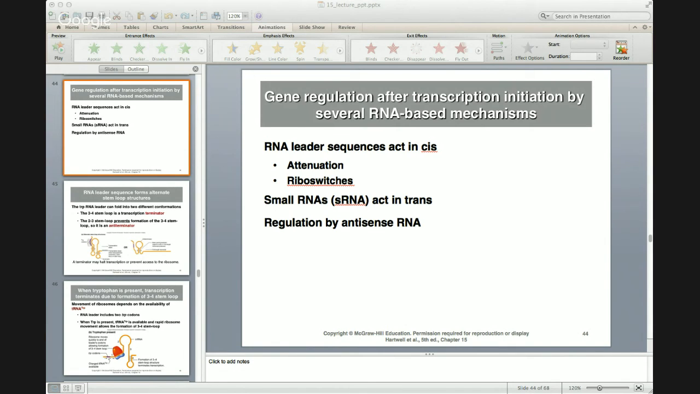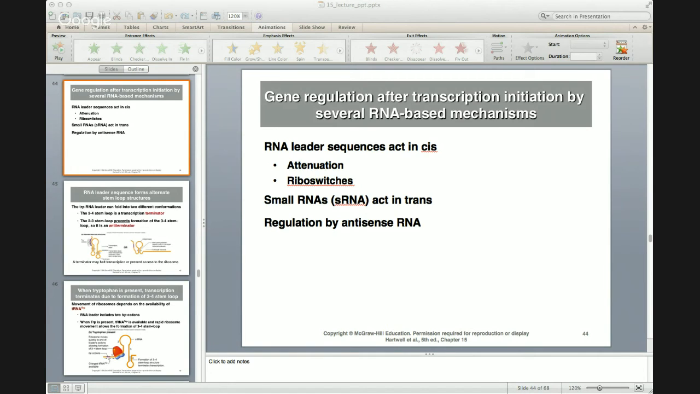However, when an effector is present, the effector binding to the aptamer will prevent the ribosome binding site from being available, and if the ribosome binding site is not available, then no translation will occur. Okay, so this is the riboswitch at work. The riboswitch again could regulate both transcription and translation. It regulates transcription by determining whether or not an anti-terminator loop or terminator loop forms, and it regulates translation by determining whether or not the ribosome binding site is available. Okay, so that's regulation via riboswitch.